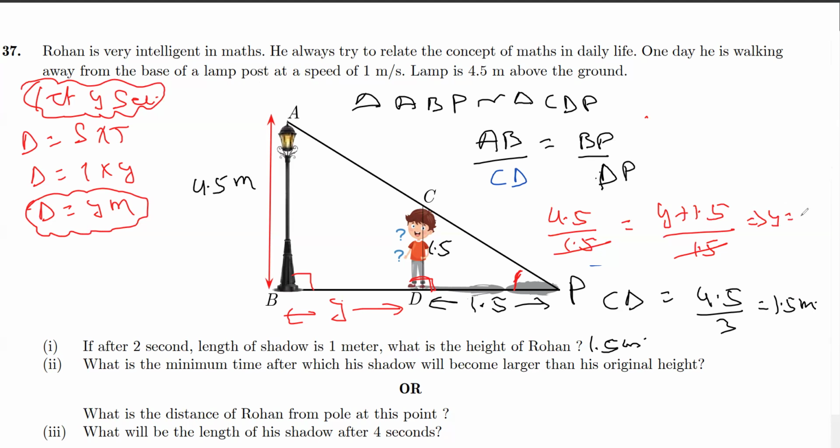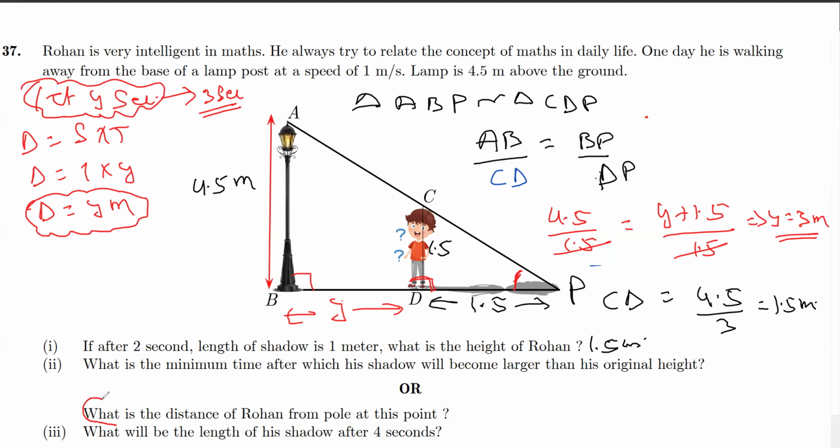And we conclude from here that y is 4.5 minus 1.5, which is 3. So y is 3 meter, and the time is the same. So that is after 3 seconds. So the minimum time is 3 seconds. By that, we mean to say that at 3 seconds, the shadow will be equal to the height, and from there onwards, the shadow will be bigger.